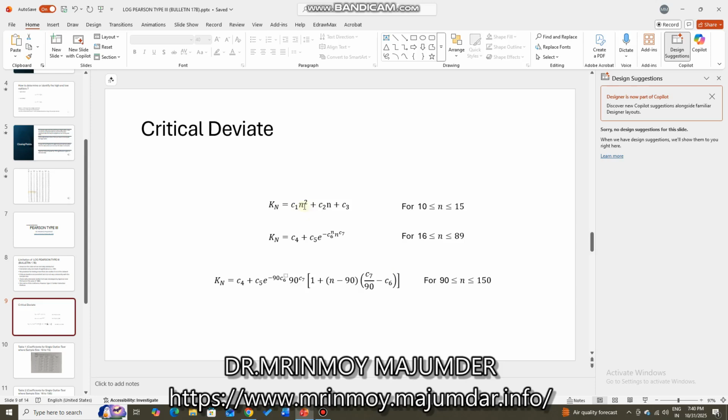The number of samples, and k subscript n is the critical deviate for a specific kind of sample size. Now your next question will be how to find C1, C2, C3, C4, C5, rather C6, C7.